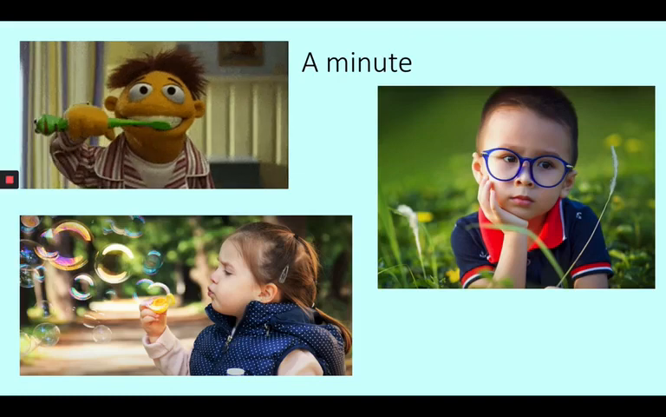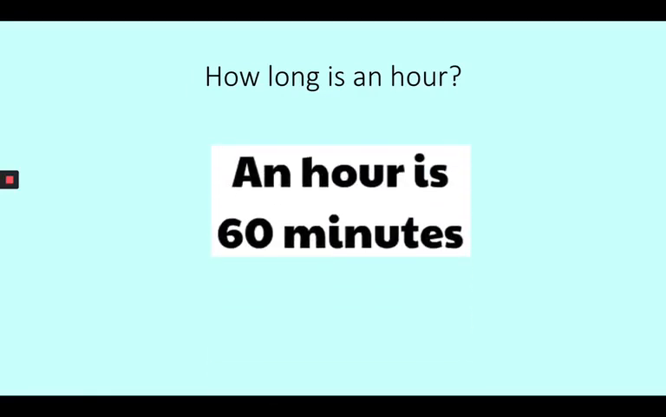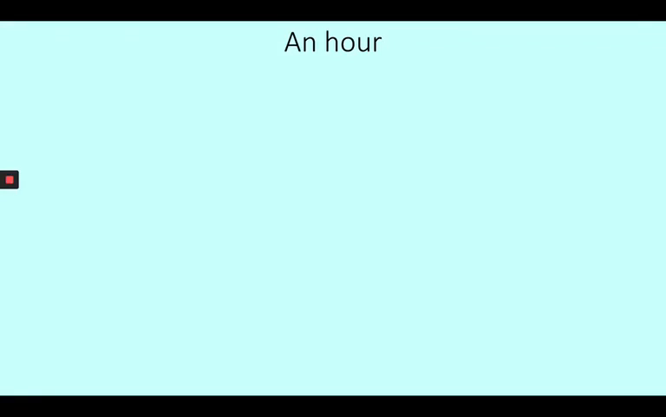Let's now look at the last unit of time, hours. How long is an hour? Well, an hour is 60 minutes. Do you remember how big the number 60 is? Wow, that is a lot of minutes. 60 minutes in an hour. Let's have a look at what you can do in an hour.